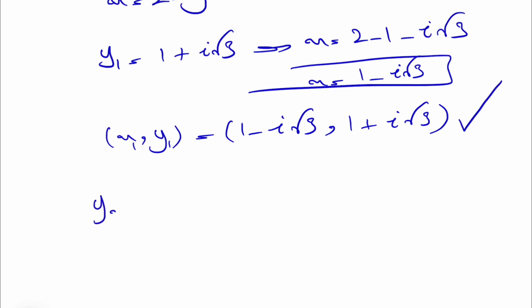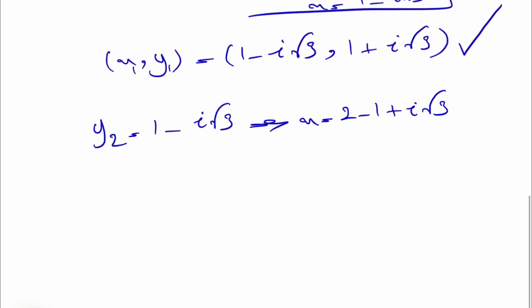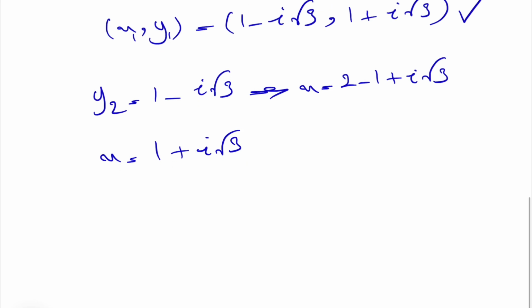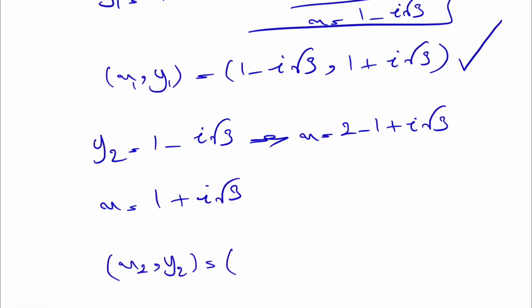For the second y, let's call it 1 minus i square root of 3. In that case, our x will be 2 minus y, which is 2 minus 1 plus i square root of 3. So our x this time will be 1 plus i square root of 3. To show the second answer, x2 will be 1 plus i square root of 3, and y2 will be 1 minus i square root of 3, and that would be our second answer and the final answer for this question.